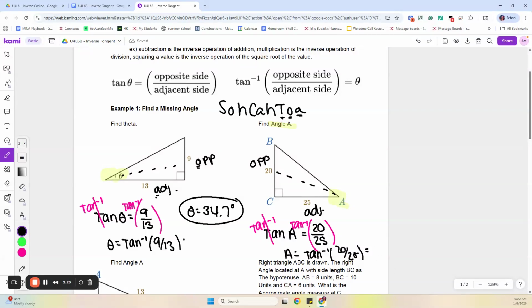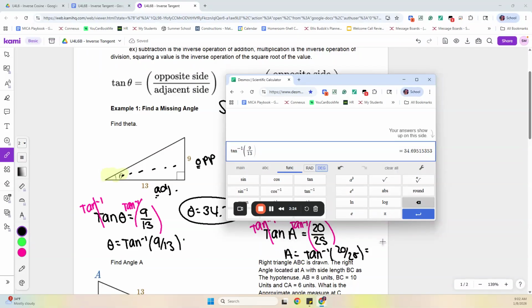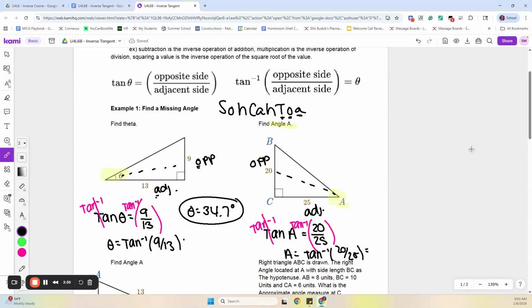equals, grab a calculator, tan inverse of 20/25, it's going to be 38.7. So A equals 38.7 degrees.